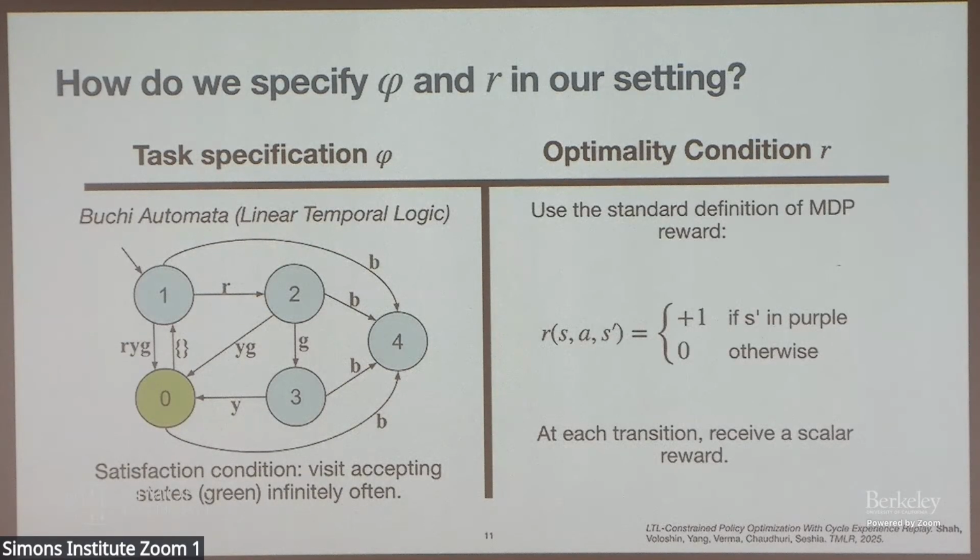In our optimality condition, we're just going to use a standard Markovian reward. We'll attach it to the MDP, so we'll use our standard definition of MDP reward. In this setting, if you transition to a state that is in a purple region, you get a reward of +1. Otherwise, you don't get any reward.